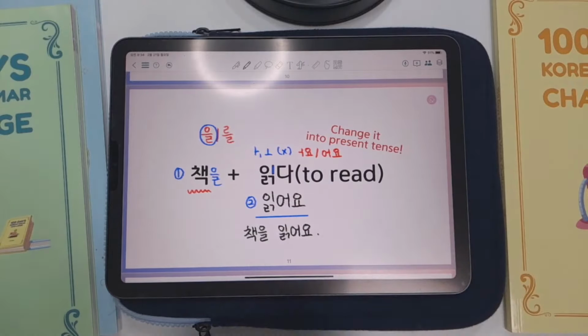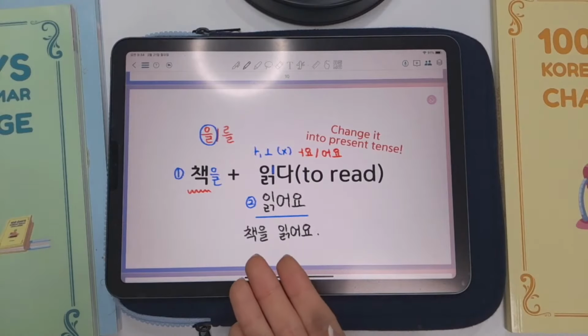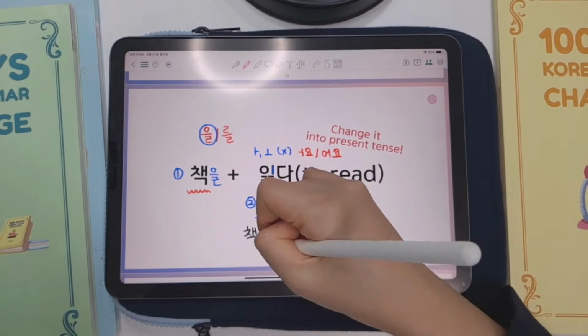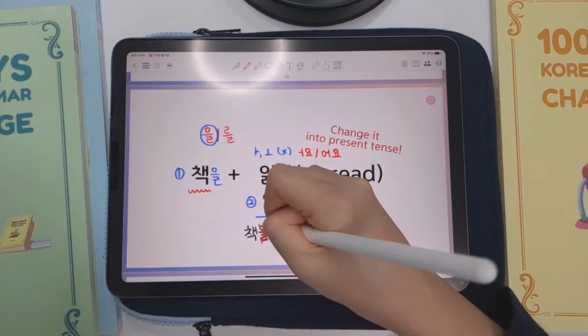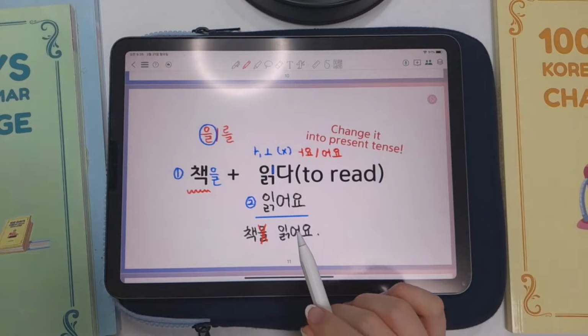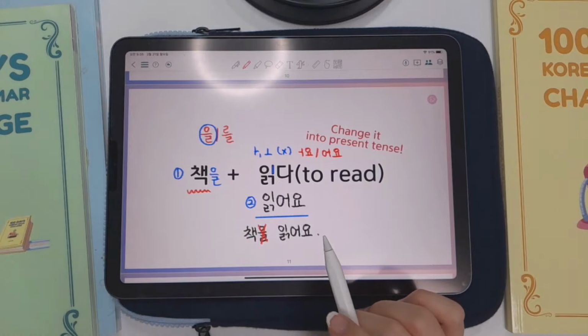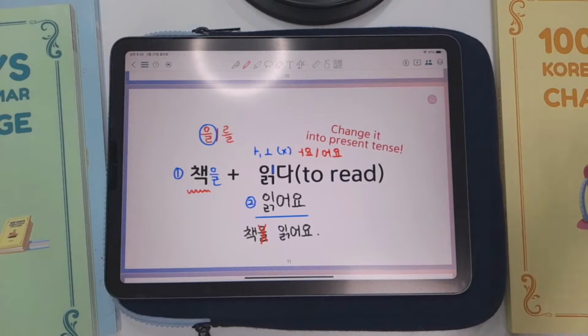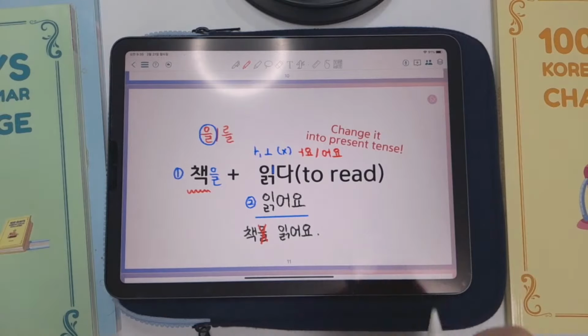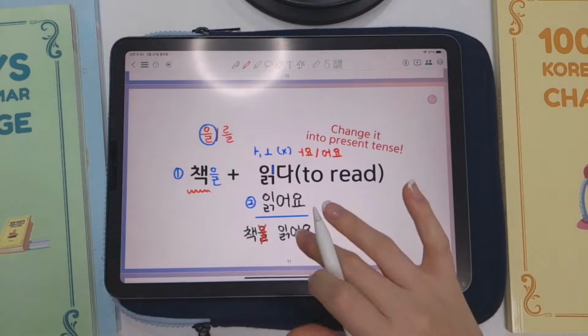But I told you, you can skip this object particle in your casual conversation. So we can also remove this 을 when you're speaking in daily conversation. Like 책 읽어요. Like Leonardo 씨 told. 맞아요. 책 읽어요. So if someone asks you, what are you doing? 지금 뭐 해요? You can answer, 저 지금, me, now, 책 읽어요. I'm reading a book. You can remove this 을 in your daily conversation. I mean casual conversations. 책 읽어요.